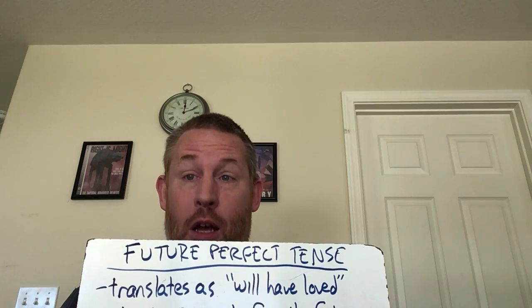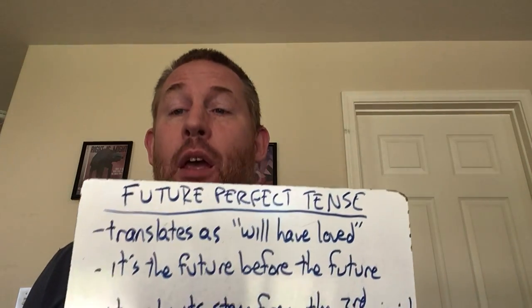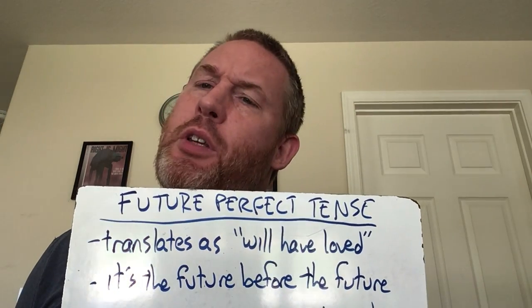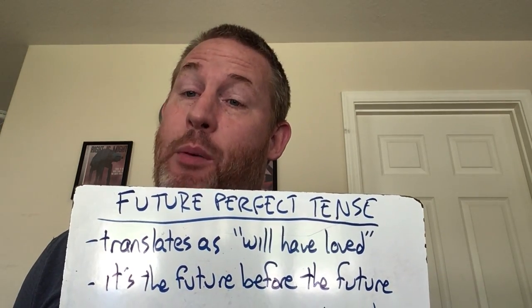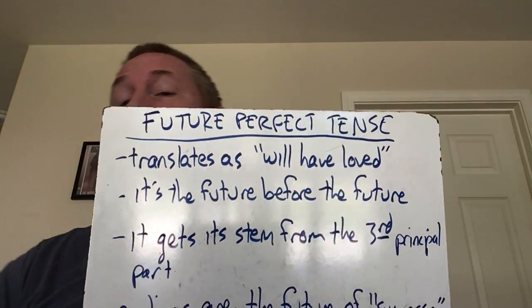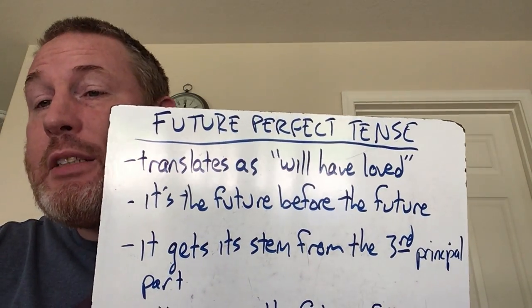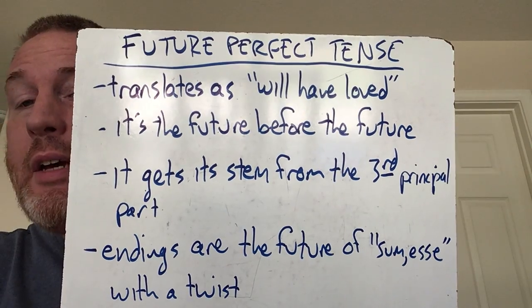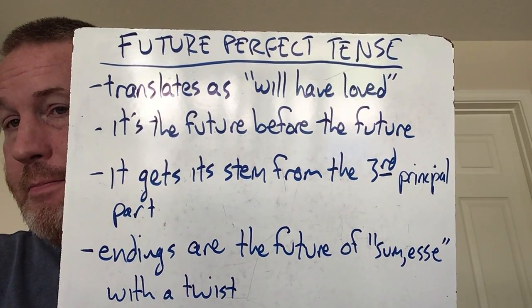I know, it sounds weird, but the future perfect translates to "will have loved." It is the future before the future. And I know that sounds confusing, but so did the past before the past. So hang with me, okay? It's going to take its stem from the third principal part, as I told you, and you're going to add on the future of sum, esse, with a twist.